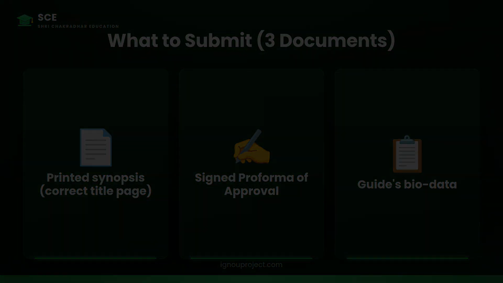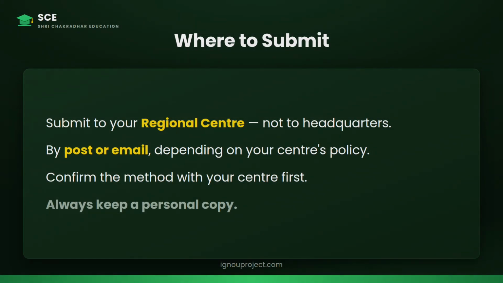Where do you send this set? You submit it to your regional center, not directly to headquarters. Some regional centers accept the synopsis by post, and many now accept it by email. The exact method depends on your center's current policy. So before you send anything, contact your regional center or check their official page to confirm whether they want a hard copy by post or a soft copy by email. Always keep a personal copy of everything you submit.